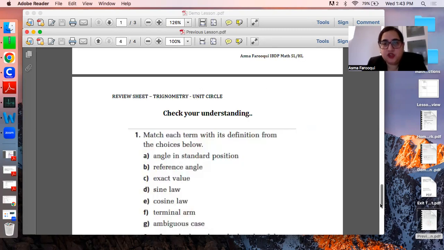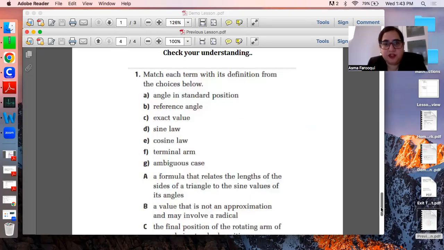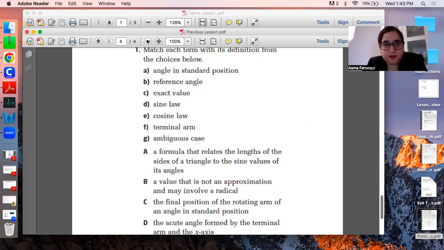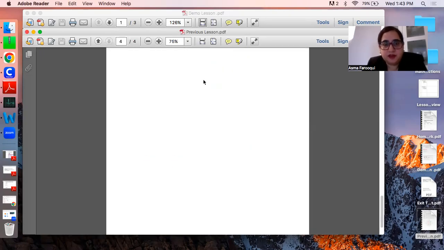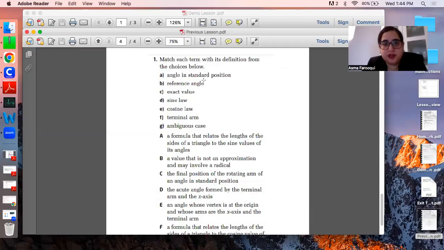So these are coterminal angles. Now, just to check your understanding, I would like you to please match the following. At this point, the student is going to answer this so we can see how much he knows. Match each term with its definition from the choices below: angle in standard position, reference angle, exact value, sine law, cosine law, terminal arm, ambiguous case.